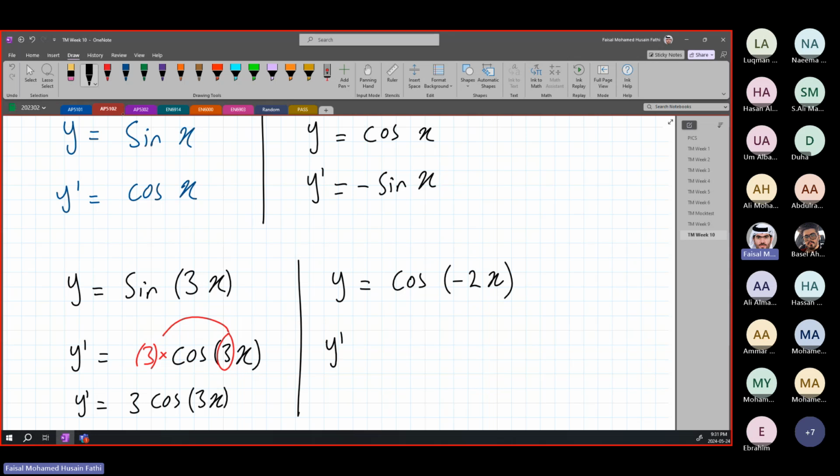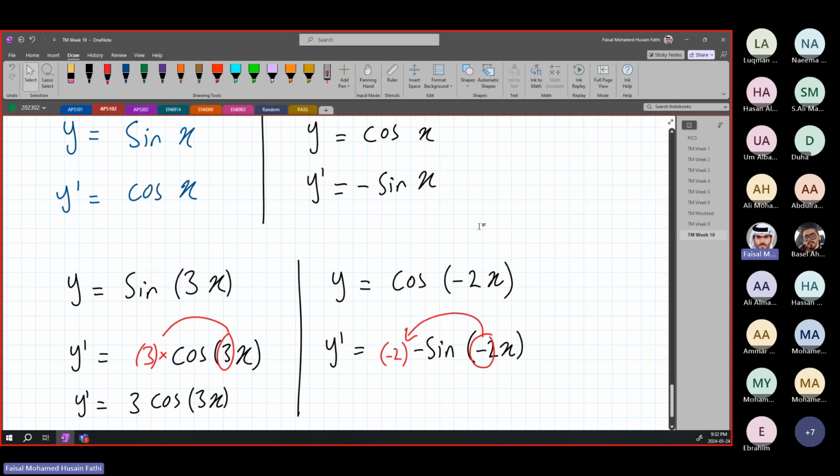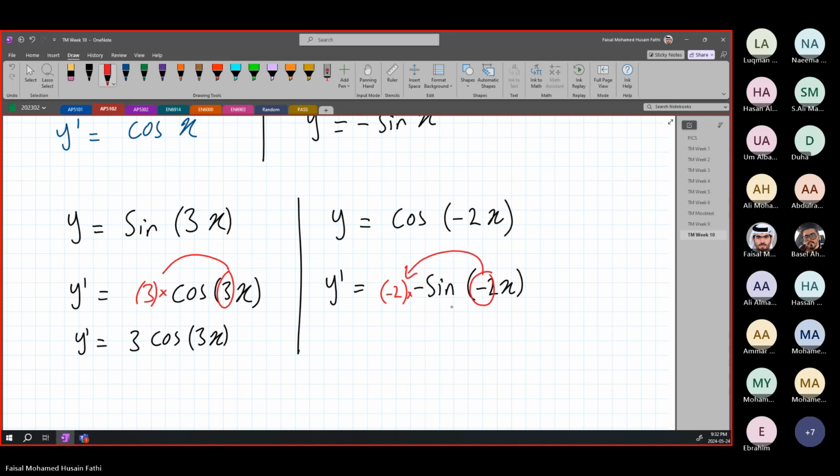Y prime is going to be minus sine, right? Minus sine of minus 2x. It doesn't change. What's inside doesn't change. What will change is now the minus 2 will be going outside here as well. So now you're multiplying by minus 2. So again, be careful with the signs.